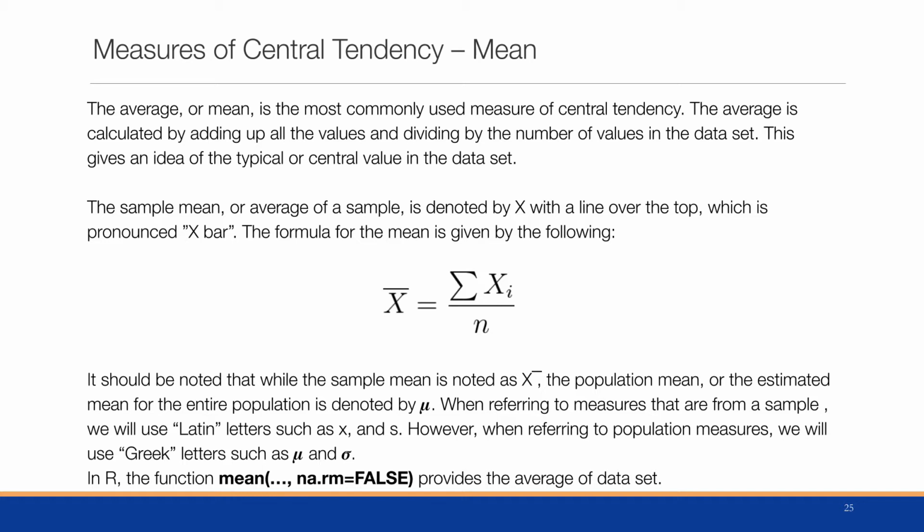If we're going to do the mean in R, we're going to use the function mean, M-E-A-N, and we're going to pass in some data. The na.rm equals FALSE would basically leave any missing values. And so generally you might want to do na.rm equals TRUE to remove missing values.